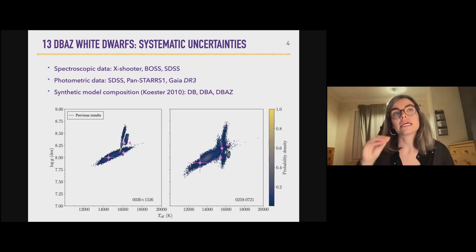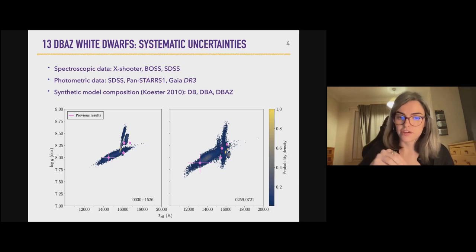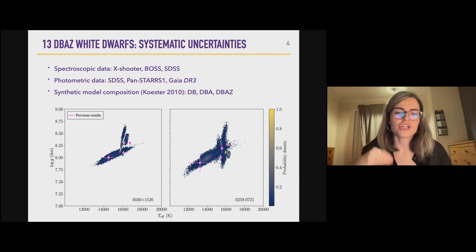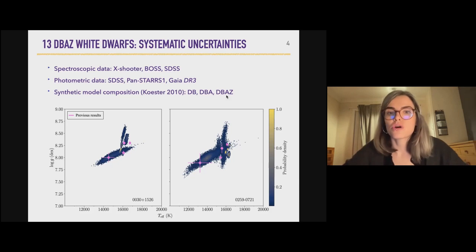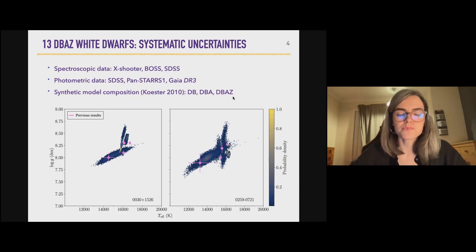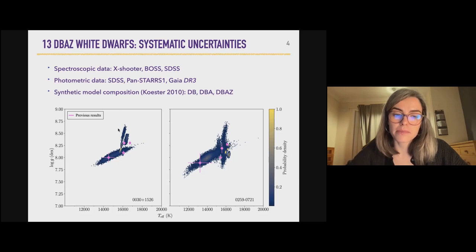and then we performed this individual analysis on each of the 13 DBA-Z white dwarfs, but changing the chemical composition of the synthetic models. So we tested pure helium models, which are the DB, helium models plus hydrogen, DBA, and helium models plus traces of hydrogen and metals, DBA-Z. In this plot, we have the probability distributions in the surface gravity-effective temperature plane that we obtain for all the individual analyses performed on 2 stars of our sample, where the pink markers display the previous results reported in the literature for these 2 stars.